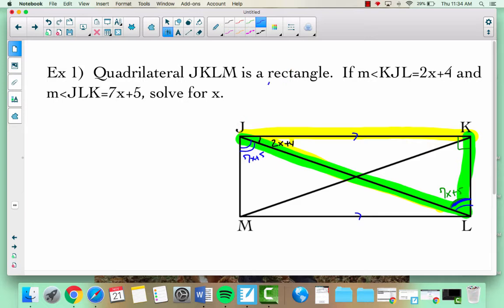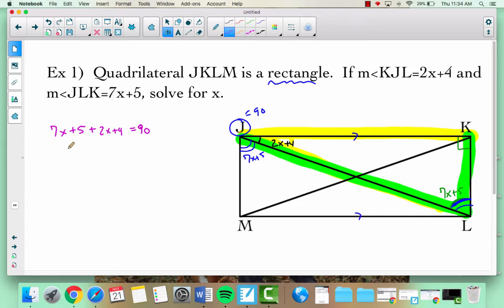And we know with it being a rectangle, all angles in a rectangle are equal to 90 degrees. So this angle J is all 90 degrees, which means we can write an equation using both of our formulas here. 7x plus 5 plus 2x plus 4 would have to total to 90. So there is more than one way to approach this problem. This would be the ideal with using the rectangle rules.